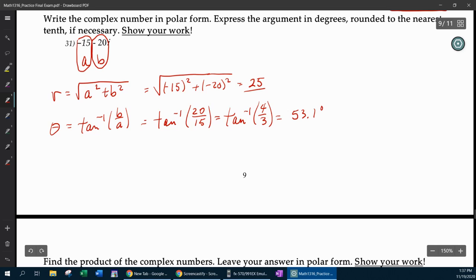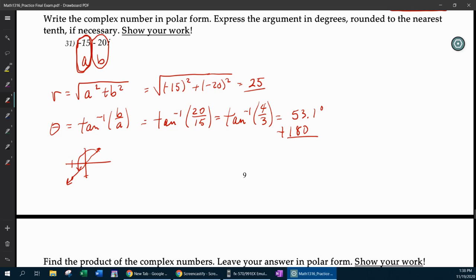53.1 degrees. Now, when you're finding the angle theta, if your A is negative, you're going to have to add 180 to theta to get the angle to be in the right quadrant. Because if you think about it, if I plot this rectangular complex number, that would go back and down, which would put us in quadrant 3. And 53.1 is a quadrant 1 angle. So you can see that those are going to be 180 degrees out of phase, which is why we have to add 180 to theta.